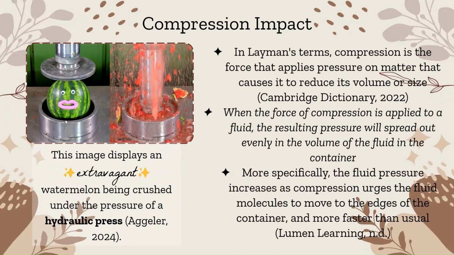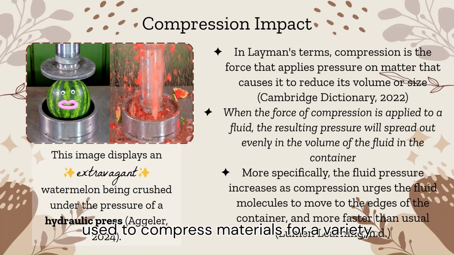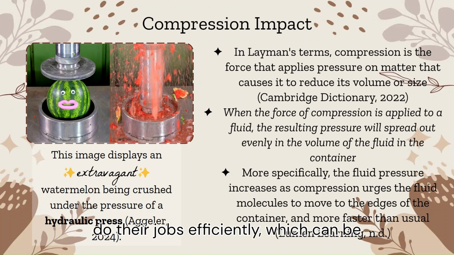This here is an image that displays an extravagant watermelon being crushed under the pressure of a hydraulic press. A hydraulic press is a machine that is used to compress materials for a variety of purposes. Whether they are for entertainment sources on YouTube or are used to forge, mold, and punch in industries, hydraulic presses certainly do their jobs efficiently, which can be seen by the demolished life of the extravagant watermelon.